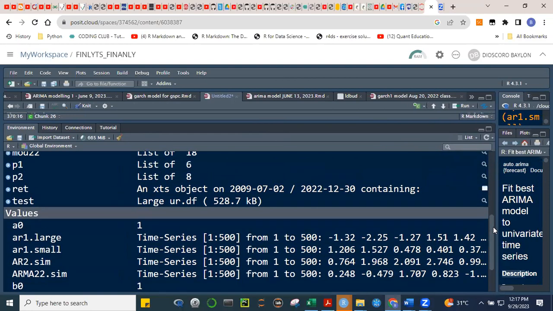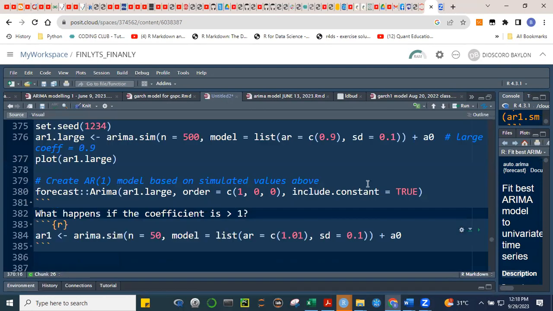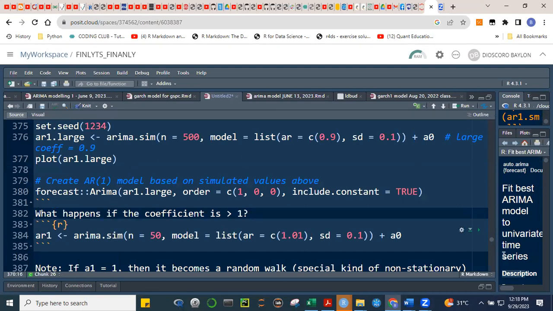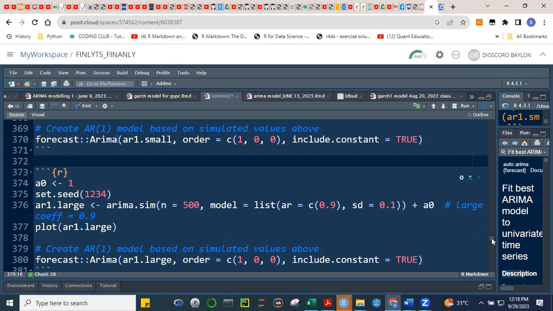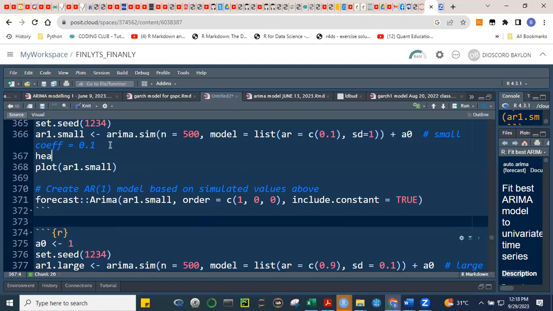If we check, class, just to be sure, we should all have the same values. Let's get the first 6 observations. Before we plot, let's get the head of AR1.small. Can you please get the head? And let's compare.